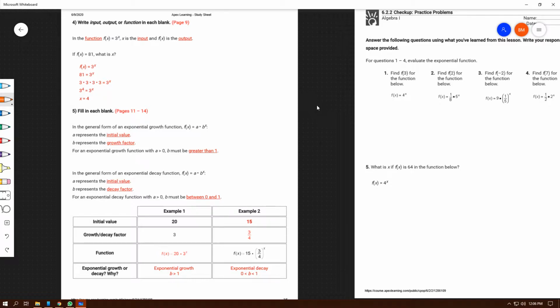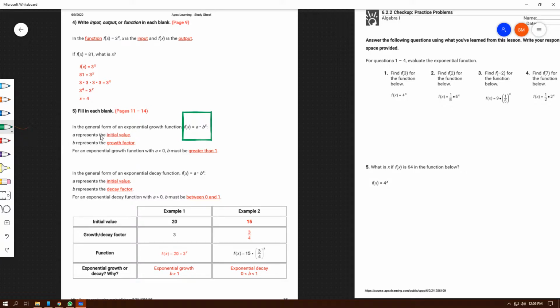Now, okay, so exponential functions, we will say what they are. Exponential functions are in this form: f of x equals a times b to the x. These are called exponential functions because our variable, our x, is in the exponent. An exponential function has a variable in the exponent.